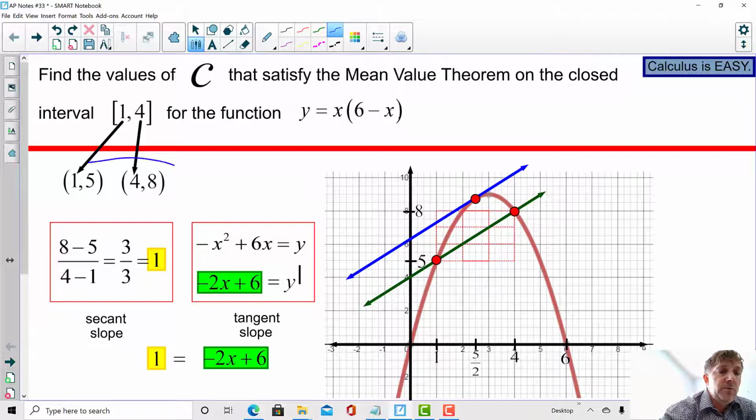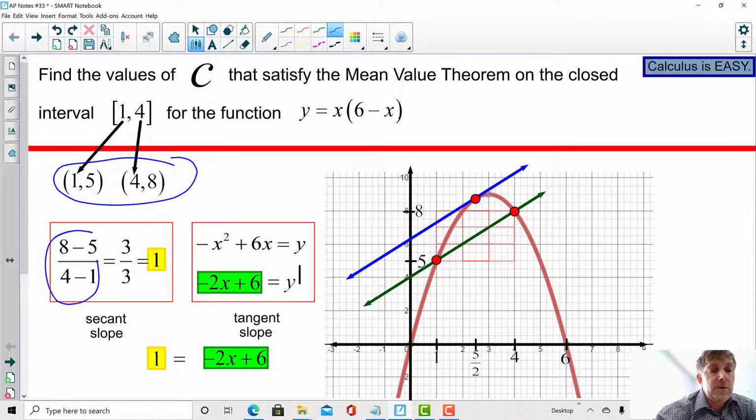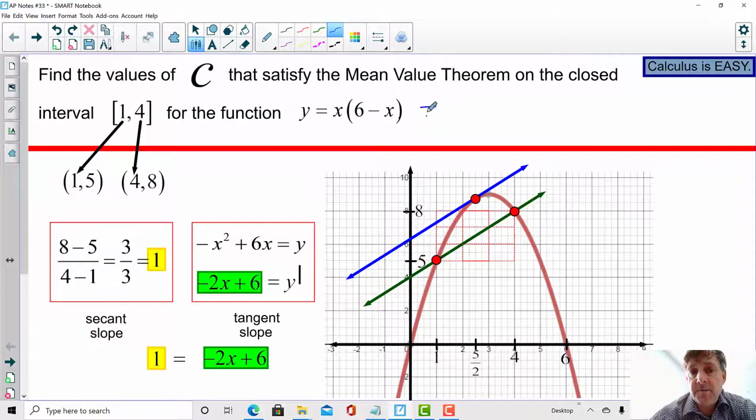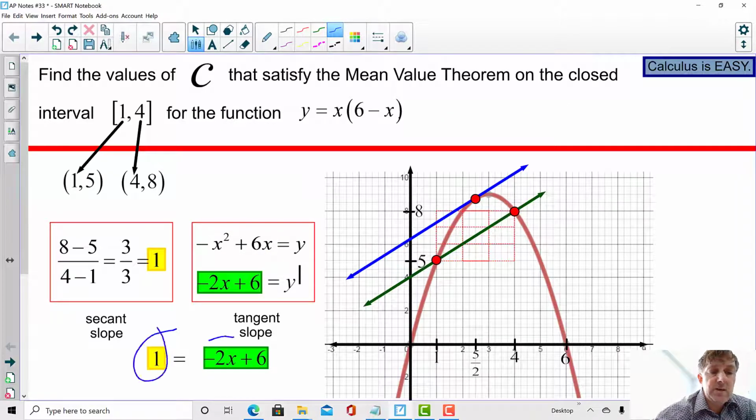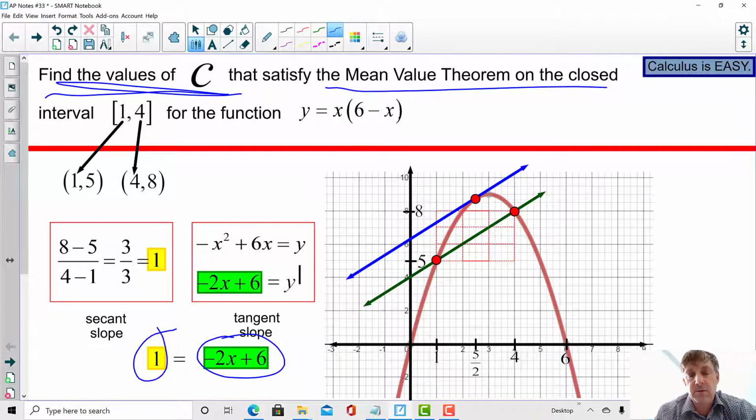Or you can use these 2 points in the slope formula to calculate the slope. You end up with 3 over 3, which is 1. So the value of the secant slope is 1. Remember, our function is 6x minus x squared. So if you do the derivative, you get negative 2x plus 6. And we want to set our secant slope equal to our tangent slope so we can find the value of C that satisfies the mean value theorem on this closed interval.